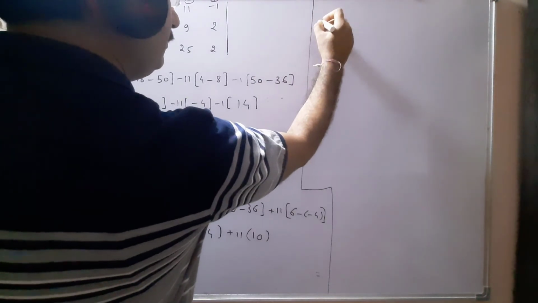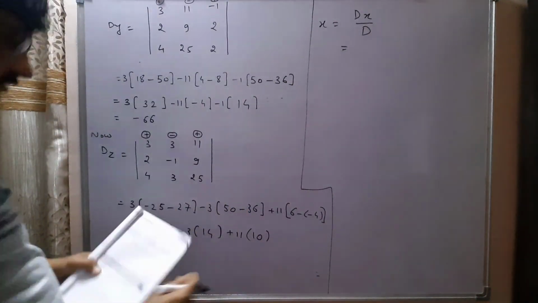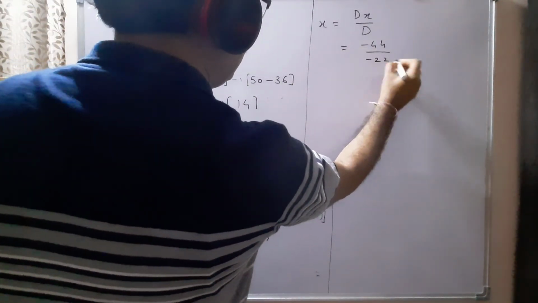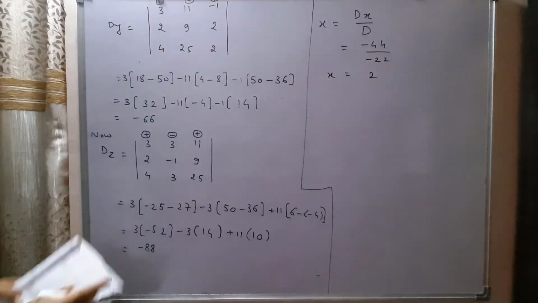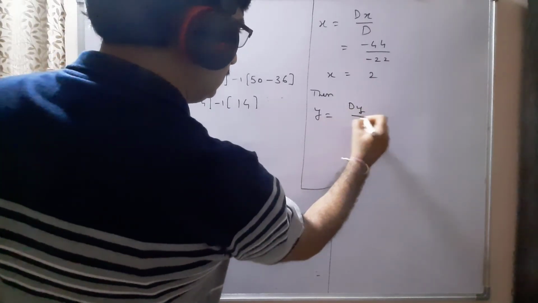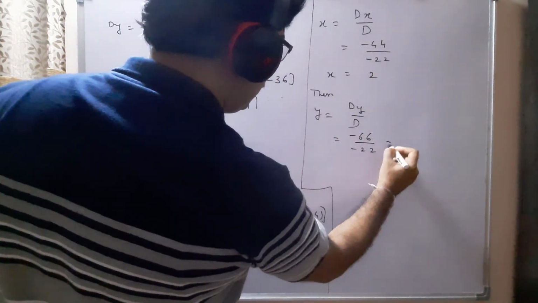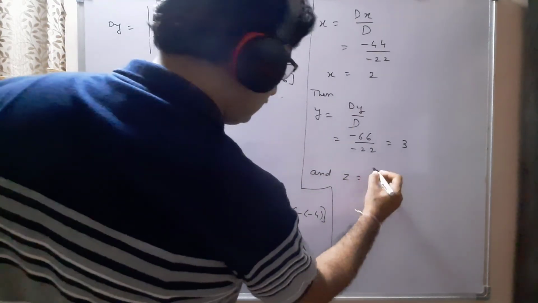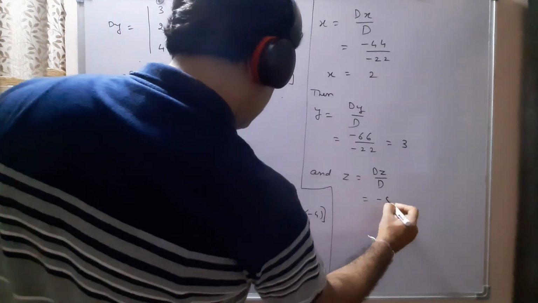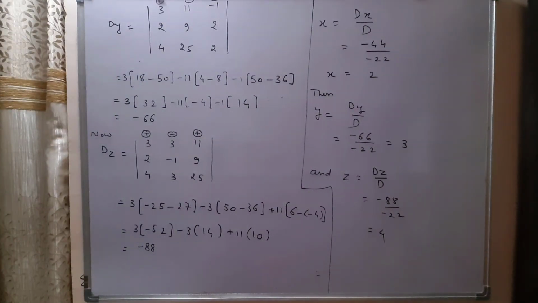So finally we write down the value of x, that is Dx upon D. Our Dx is minus 44 and D is minus 22. So therefore the value of x is 2. Then y is Dy upon D. So Dy is minus 66 upon minus 22, that is 3, and finally we get the value of z, that is Dz upon D. So it is minus 88 upon minus 22, that is 4. So in such a way the value of x is 2, y is 3 and z is 4.